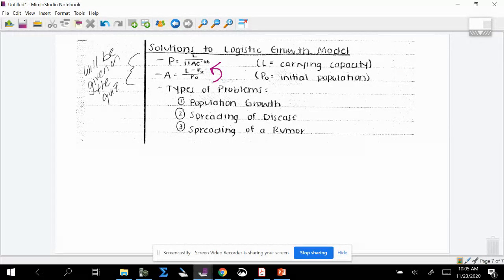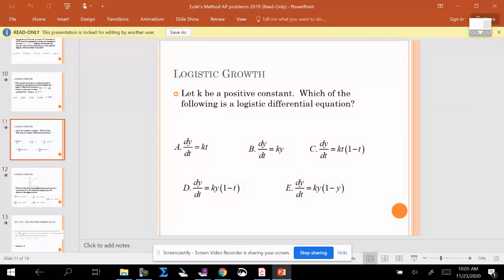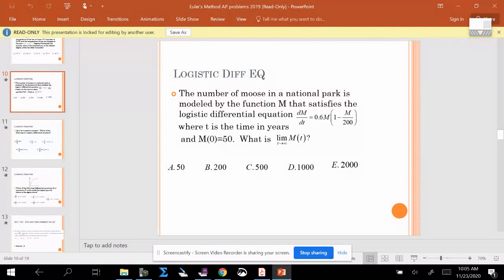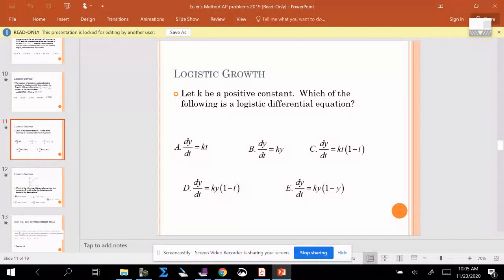Now I have a PowerPoint. I just wanted to show you a question. So this was our moose question. We just did that one. This was a question that I saw on a particular year, and it mainly wanted to know which one is logistic growth. So you're not being asked to actually do a lot of work here. It's truly just the recognition.